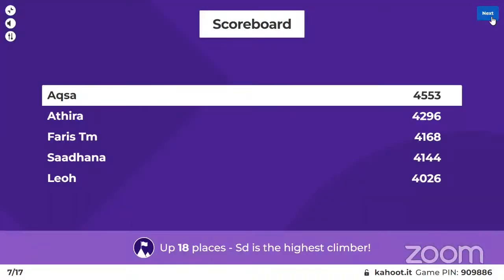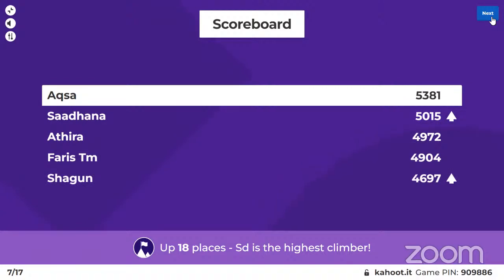Let's take a look at where exactly everyone is standing. Aqsa still remains on the chair with 5,381 points. Saadhana at number 2. Arya has just gone down, but is still there with 4,900 points. Faris with 4,900 and Shagun with 4,600 points. Some of them are closing in. SD is the highest climber with 18 positions. I don't have any clue who SD is. It's quite a short and suspicious name, to be frank.